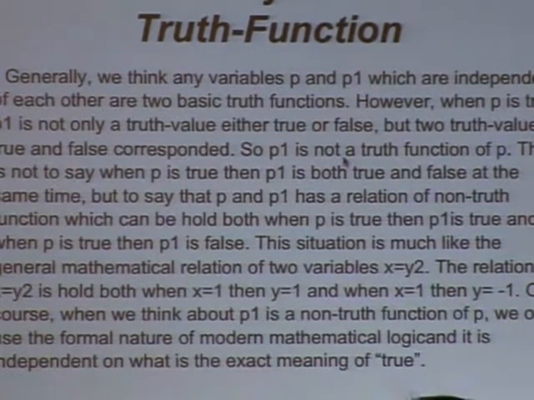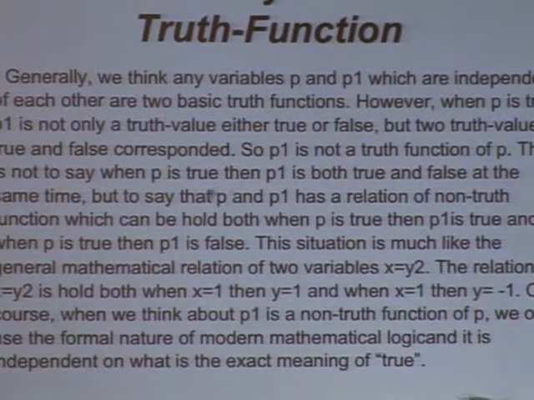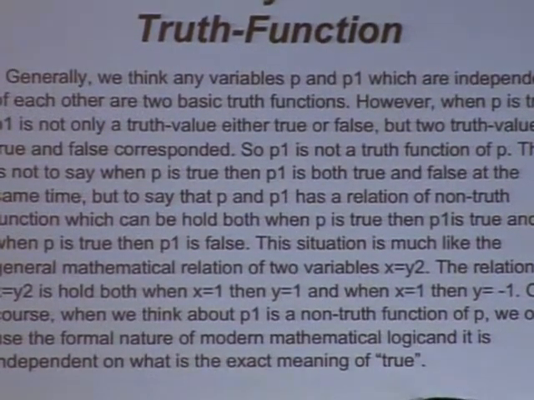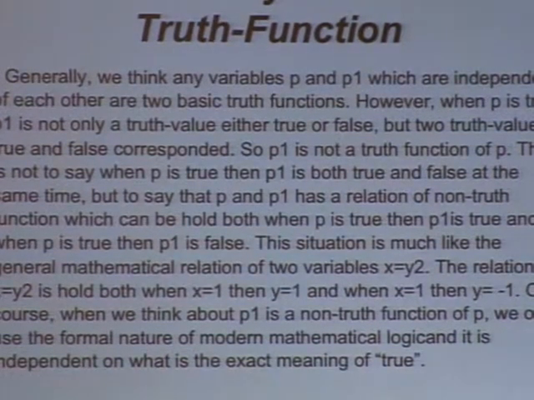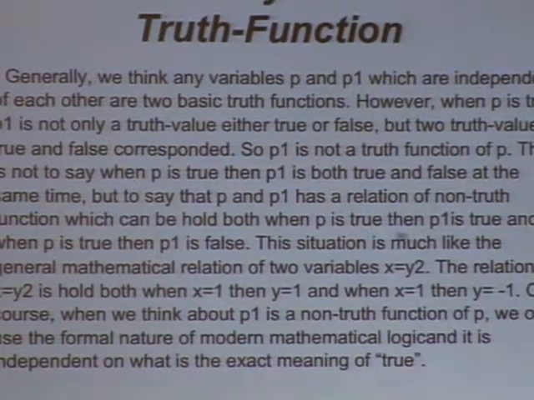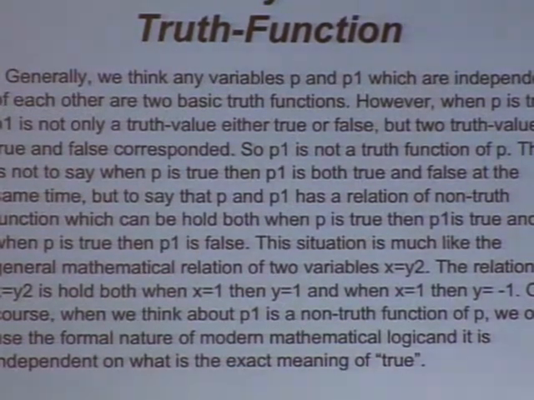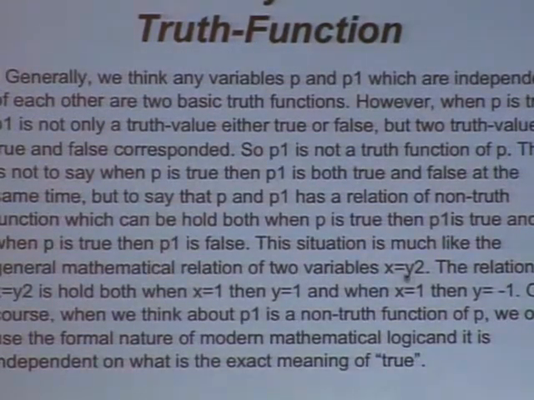This is not to say that when P is true, P1 is both true and false at the same time, but to say that P and P1 have a relation of non-truth function, which can both hold. When P is true, P1 is true, and when P is true, P1 is false. This situation is much like the general mathematical relation of two variables, x and y, where x equals y squared.